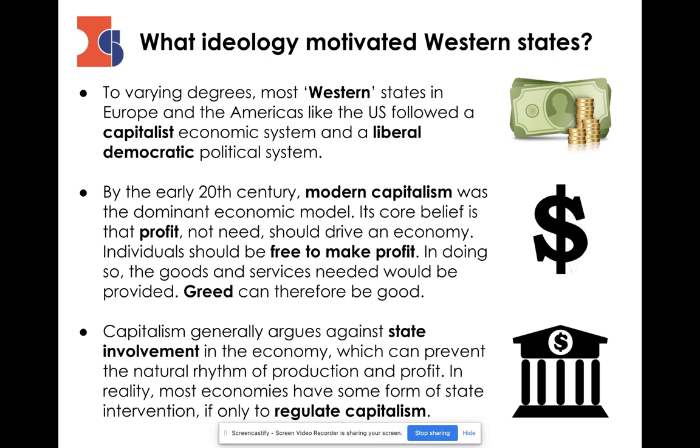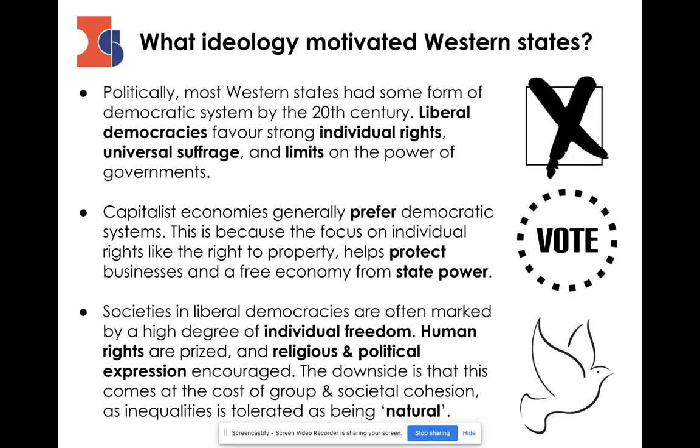In today's world, most capitalist economies do have some form of state intervention. For instance, there might be laws in place to protect workers. So that's capitalism. Politically, most Western states had some form of democracy, as we've said previously. Liberal democracies have a focus on the rights of individuals. They have universal suffrage or elections, and they try to limit the power of their governments. Okay.